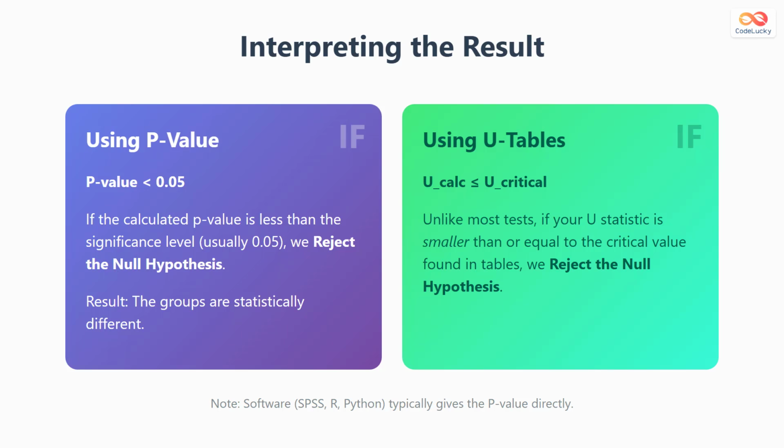Finally, how do we know if this is significant? If you are using software, you just look at the p-value. If it is less than 0.05, there is a significant difference. If you are doing this by hand with tables, you compare your U statistic to a critical value. If your U is less than or equal to the critical value, you reject the null hypothesis.